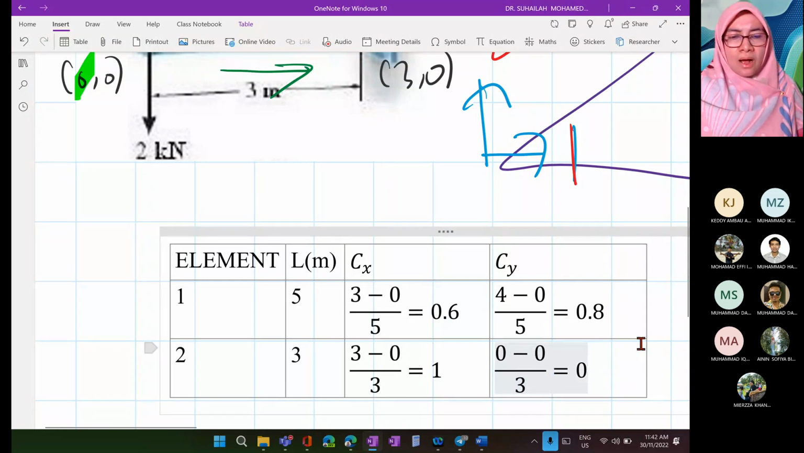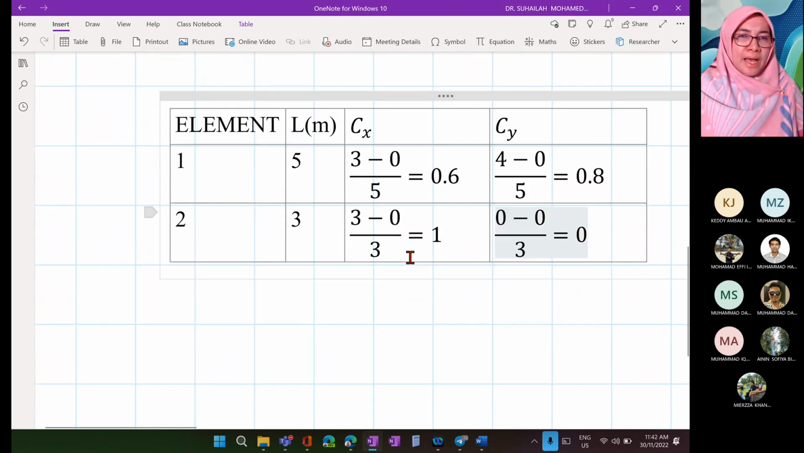So this is how we determine Cx and Cy. Please don't try to remember the formula. Just follow the steps like this. To identify Cx, look at the x coordinate. To identify Cy, look at the y coordinate. So it is far minus near, and we divide by L.